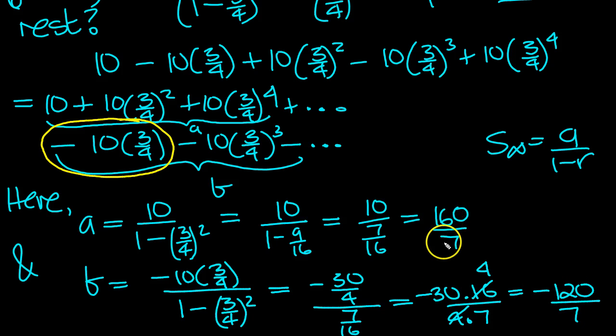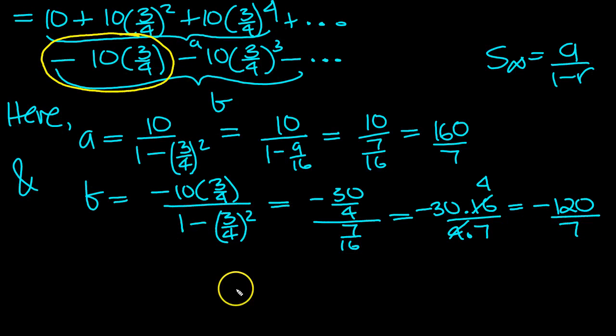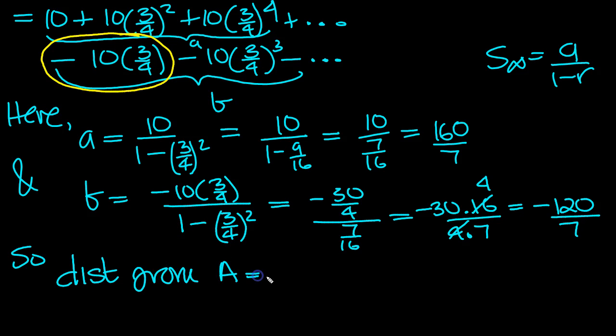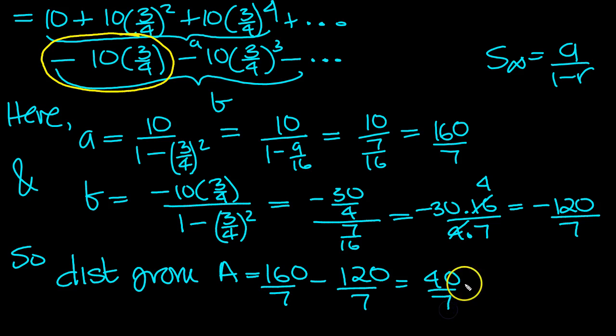Okay, so it went forward. That's the total distance backwards. It went forwards 160 over 7 and backwards 120 over 7. So the distance from A is equal to 160 over 7, take away 120 over 7, which is 40 over 7, which you can tap in the calculator. 7 5s are 35, so it's 5 and 5 over 7. 5 7s are 35 plus 5 more is 40. So it's 5 and 5/7 meters from A.